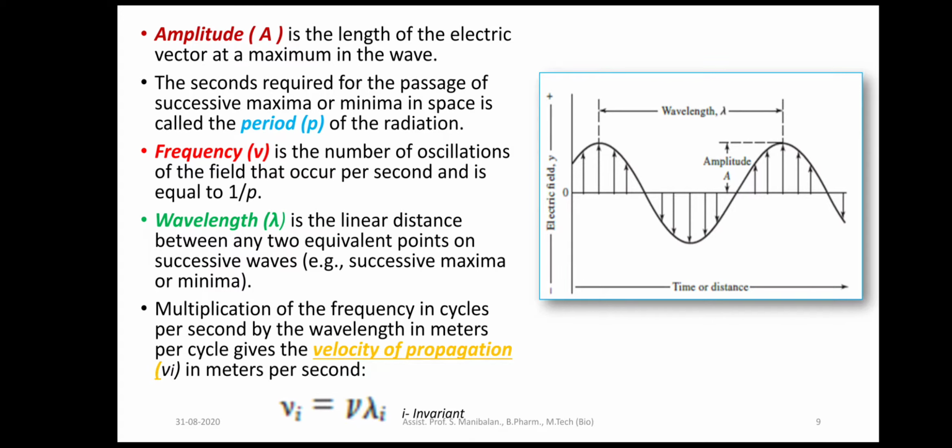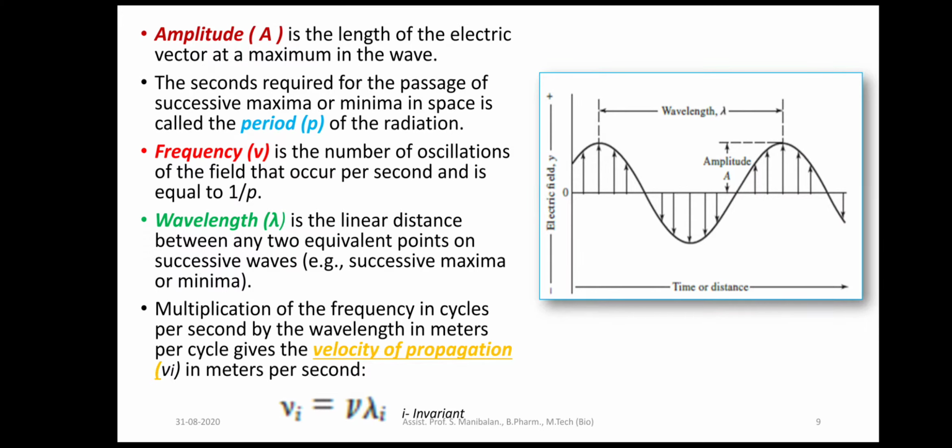Okay, amplitude is the length of the electric vector at a maximum in the wave, that is called amplitude. You can see that from zero it can reach somewhere on the y-axis, so that is the amplitude. And the seconds required for the passage of successive maxima or minima in space is called the period, which means, for traveling light, how many maxima or minima are formed in a second.